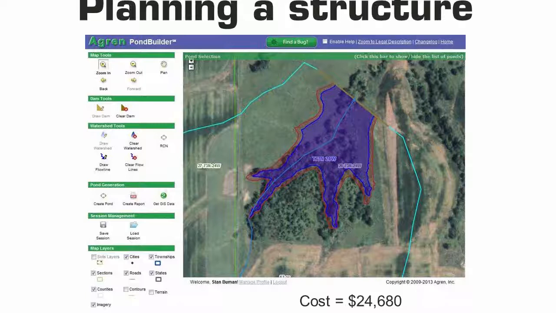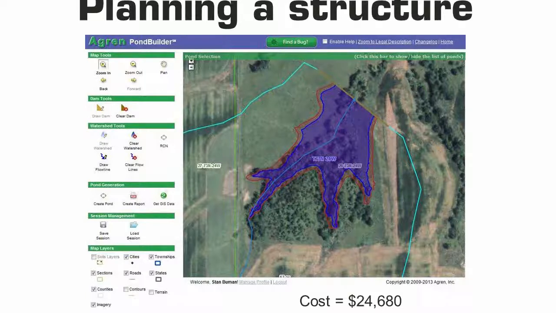planning. So this is an example structure that I planned in about, say 10 minutes. I simply drew in my dam, drew in my watershed, drew in the longest path that water flows through the watershed, and then I just denoted what's crop, what's trees, what's roads, buildings, etc. And in about a 10-minute time frame, I can show a landowner what the permanent pool would look like, what the temporary pool would look like, and give them a very accurate cost estimate.